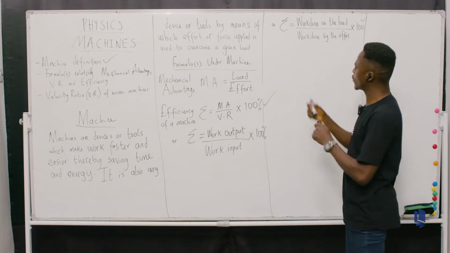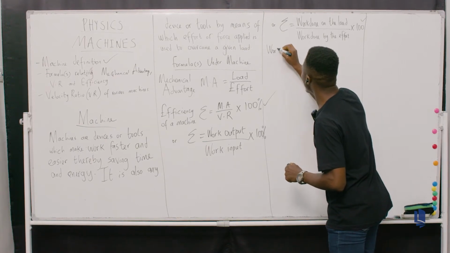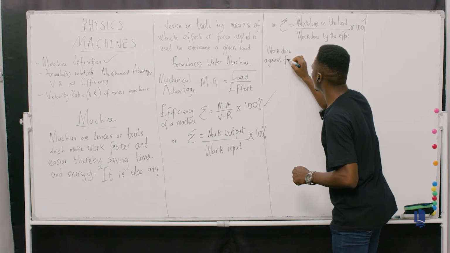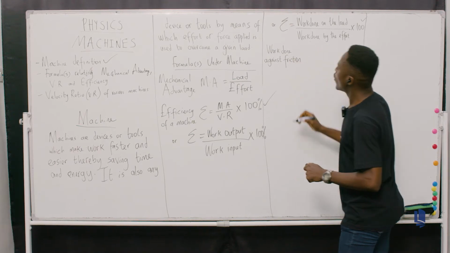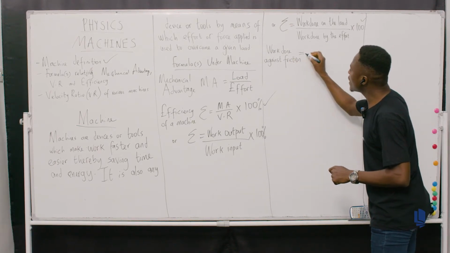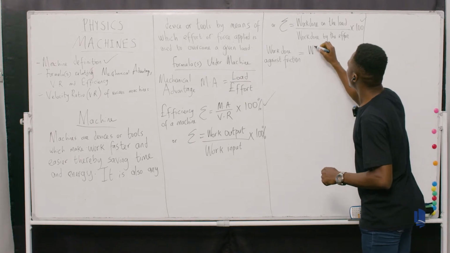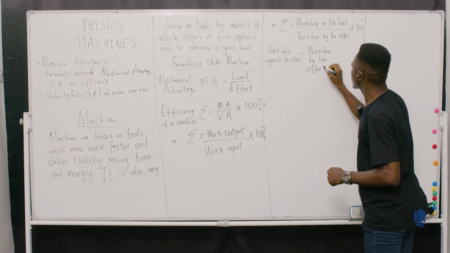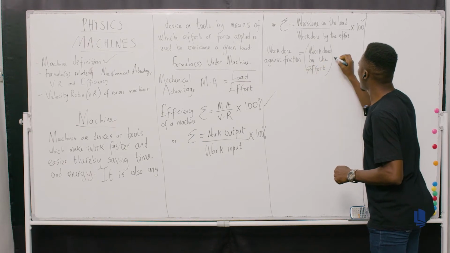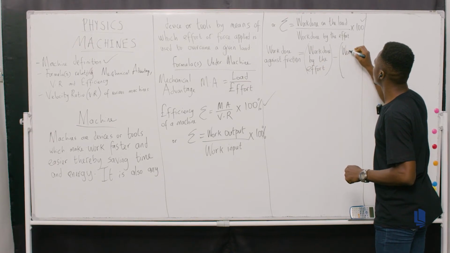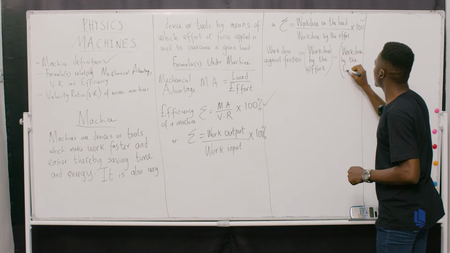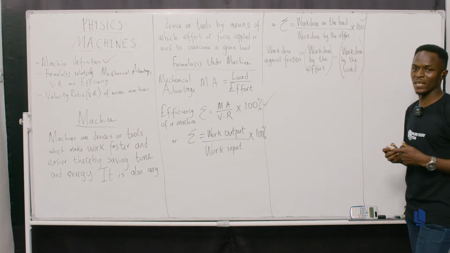What is work done against friction? Check it out. Work done against friction is simply equal to work done by the effort minus work done by the load. As simple as that.